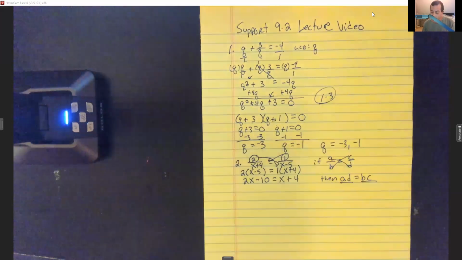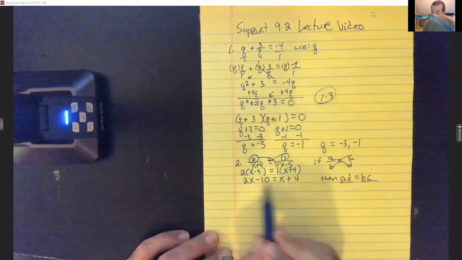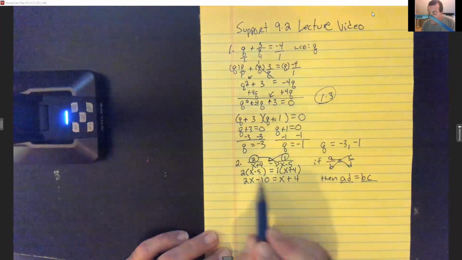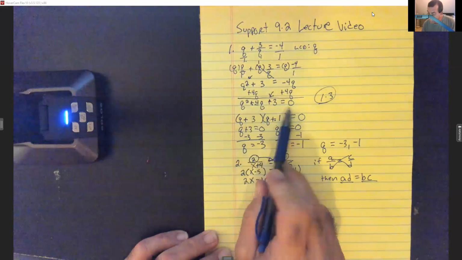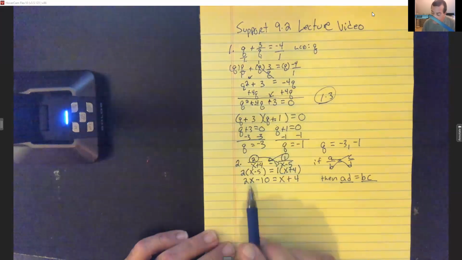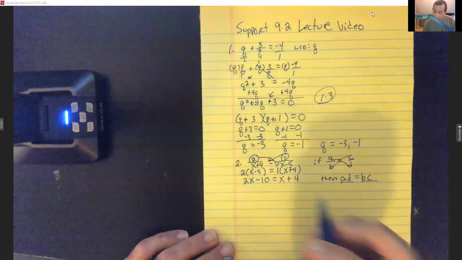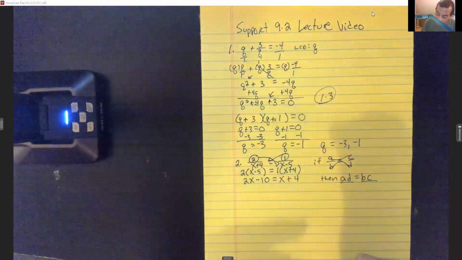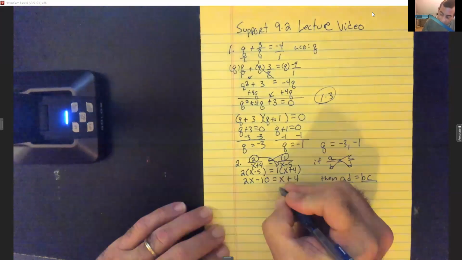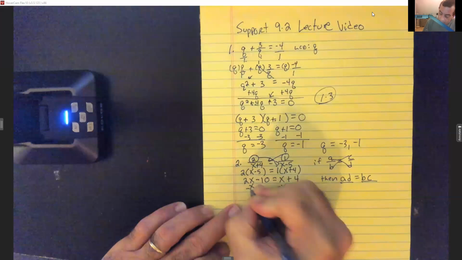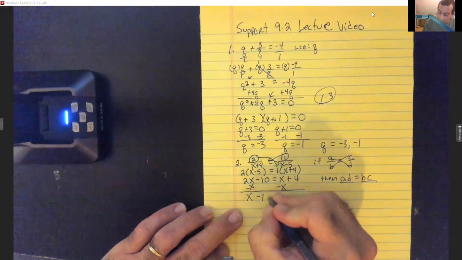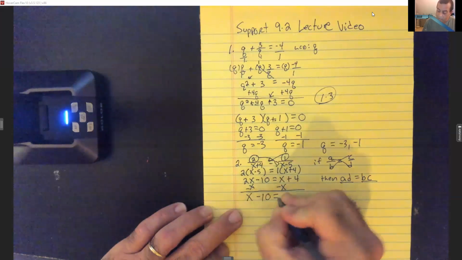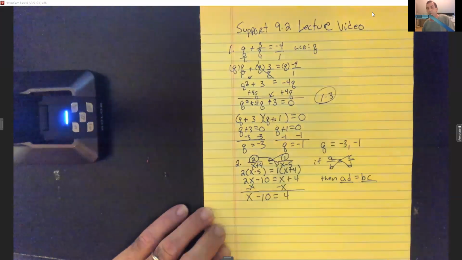Now solve this for the x. Now this one doesn't have any x squared terms, so I don't have to get everything on one side equal to 0 like I did on the one that had the q squareds. Since I just got x's, I'm going to get the x's on the left side, numbers on the right side, and be done. So I'm going to start by subtracting that x from both sides. So 2x minus 1x leaves me 1x minus 10 equals, those x's canceled, so all that's left is my 4.